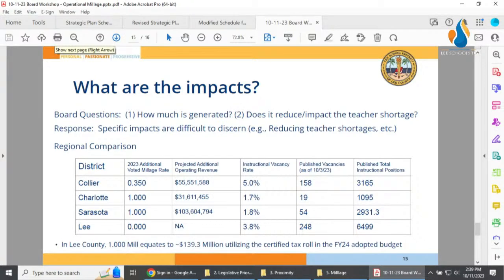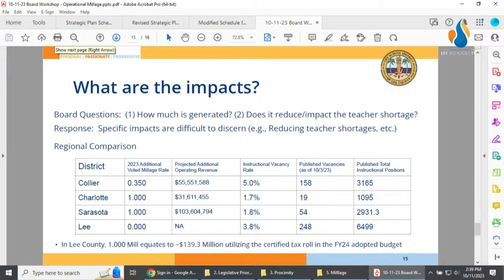So I would just say I wouldn't make too much of those instructional vacancy rates, because those are just what we have based on the published available information. In closing, the last part of that, in Lee County, we do not have that additional millage, of course, but we do know what 1 mil would equate to when applied to this year's budget, and that would equate to approximately $139.3 million based on this year's certified tax roll.